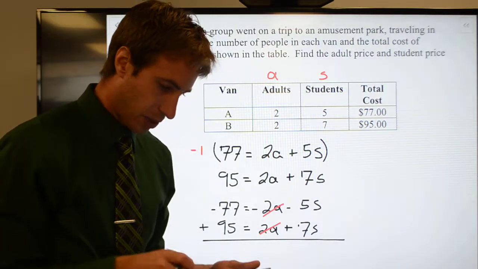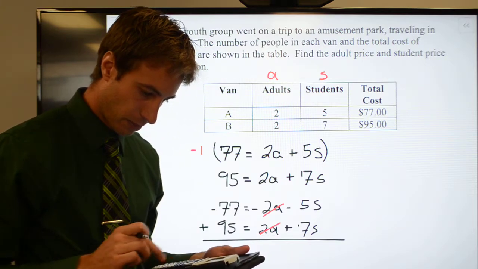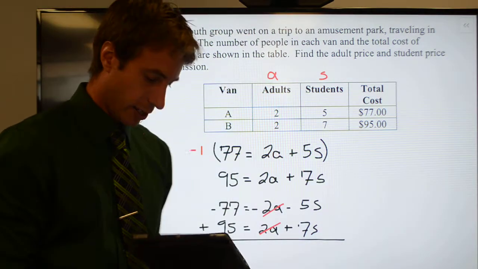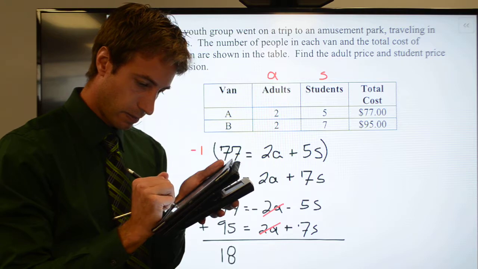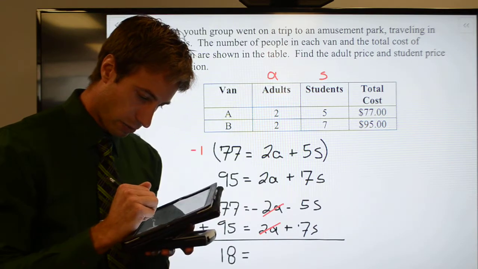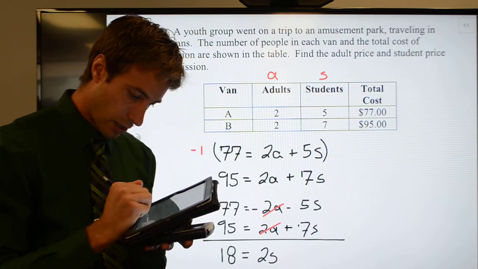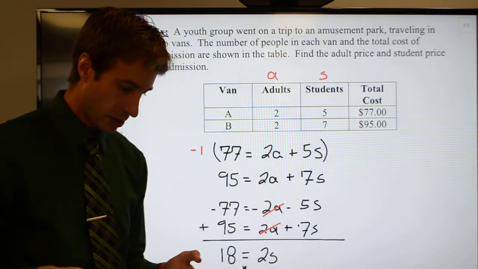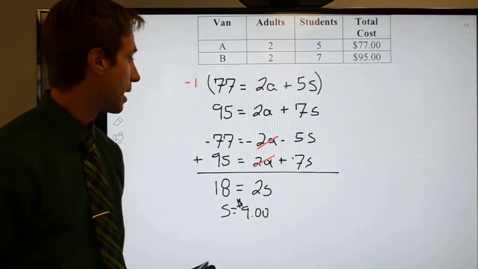negative 77 plus 95. Sorry, dropped my calculator. Plus 95 should get you 18. And then, of course, a negative 5 and a positive 7 should leave me with a positive 2. Which means that S is equal to 9. Since we're talking about the price of admission, that would be $9. Let me slide that up a little bit so you can see it, right? That would be $9 is the price for a student admission, $9.